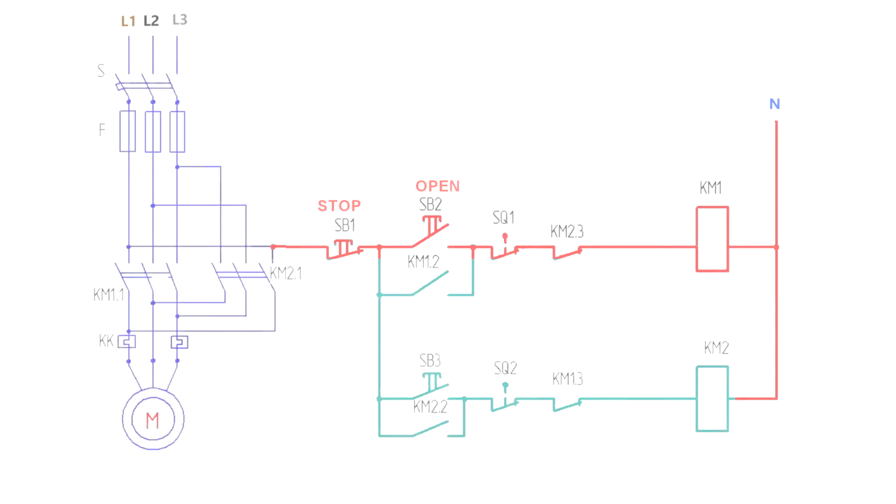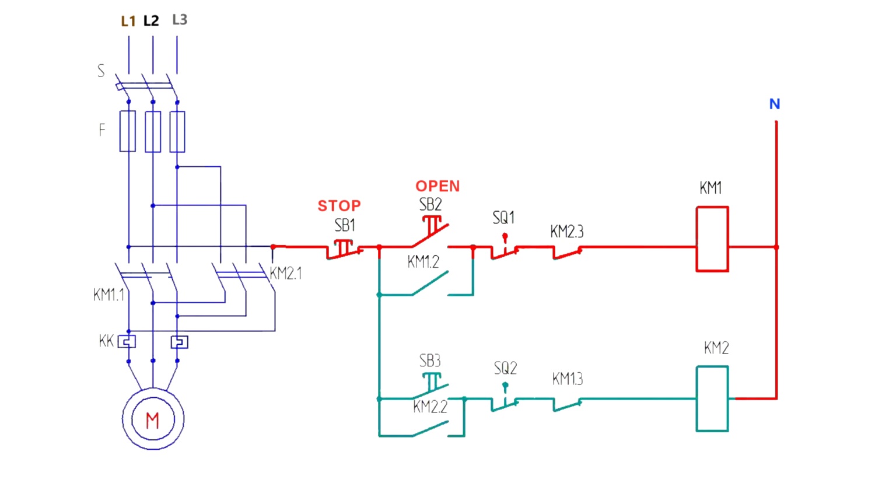So what happens in our circuit? When you press the button SB2, open, voltage comes to the inductor of the KM1 contactor, and its contacts are closed, including power contacts, through which a three-phase voltage is supplied to the electric motor, and it, in turn, begins to work to open the valve. The motor is running, and the valve is opening.